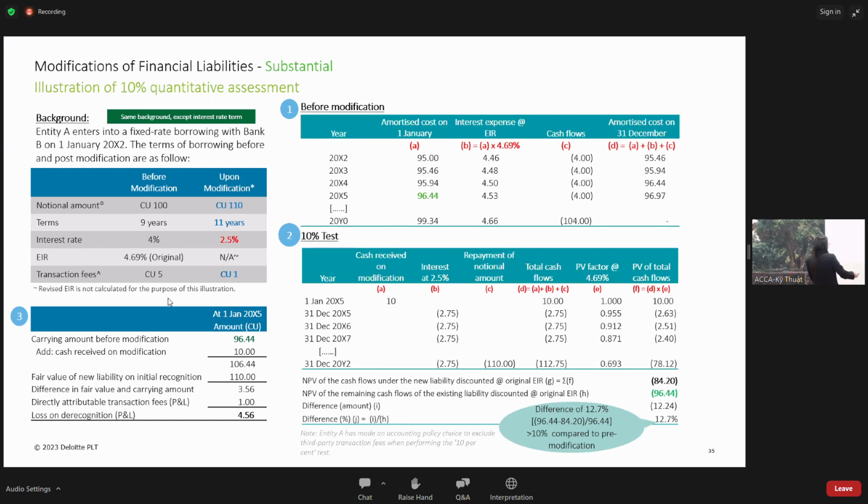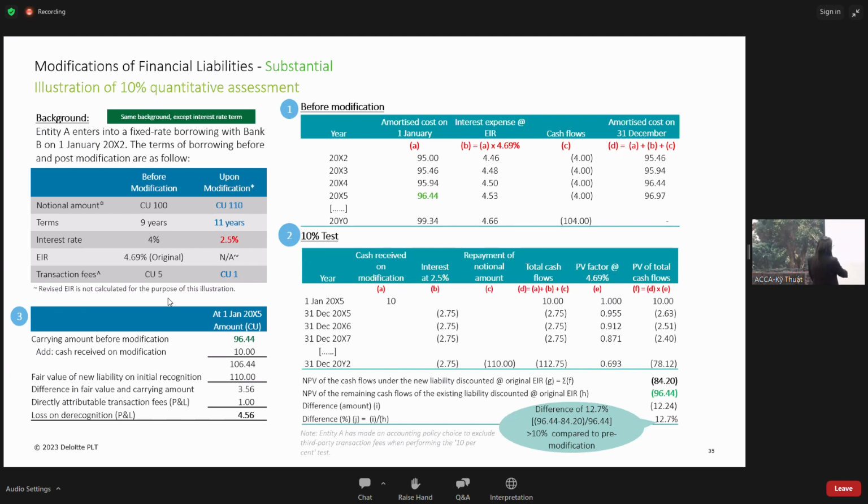The present value based on the original EIR is 84.2. This difference is 12.24, and it gives rise to 12.7%, which is more than 10%. So when it's more than 10%, this will be considered a substantial modification. And I will need to derecognize my original loan and recognize a new loan based on the new term. This is how I do it.